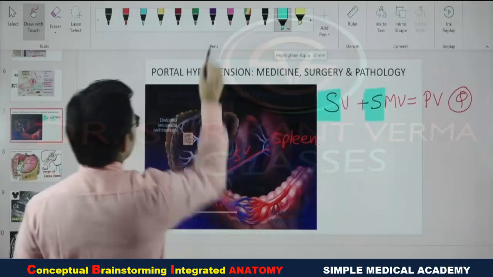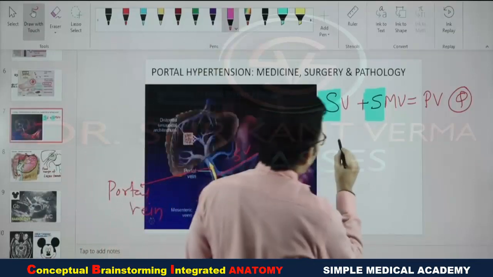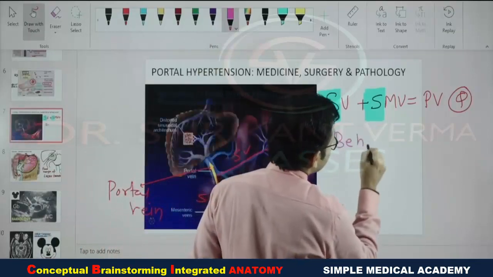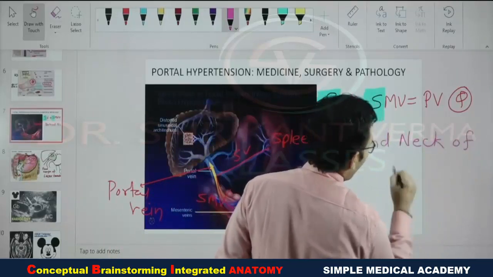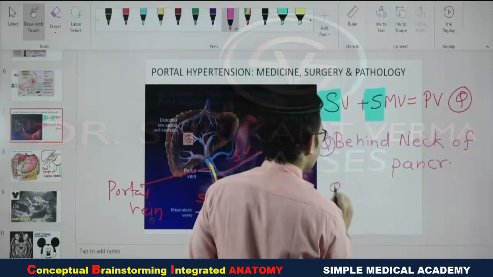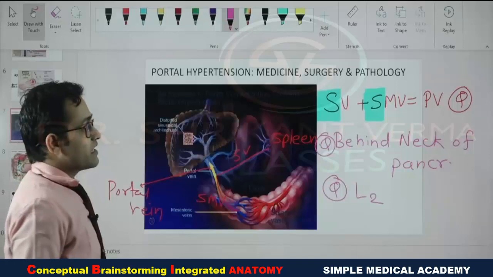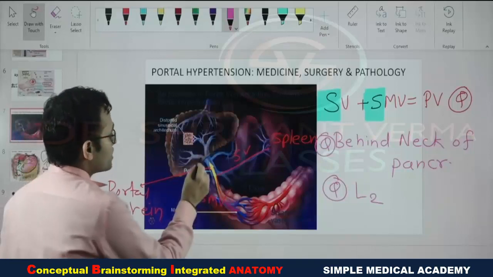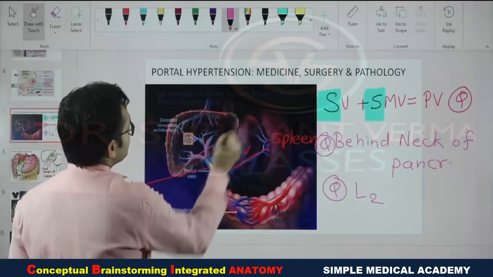I will tell you later in abdomen part that this portal vein is formed behind the neck of pancreas. MCQ. At which level? Your answer is the L2. MCQ. We will see later, but remember this fact. So this is the portal vein which divides into the right and left tributaries and then supplies to the liver.